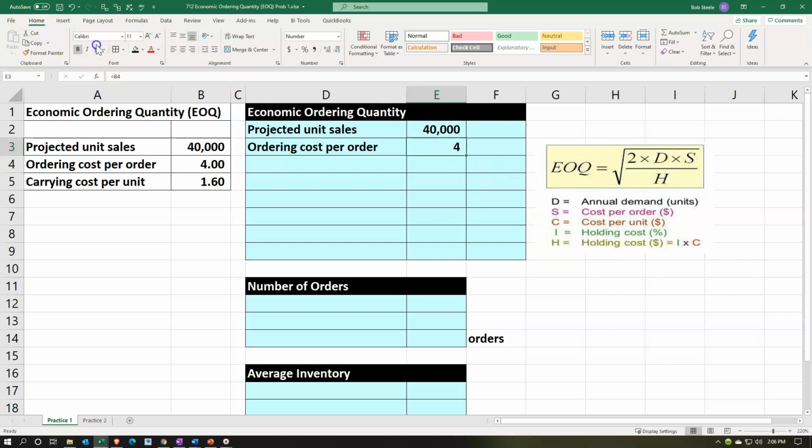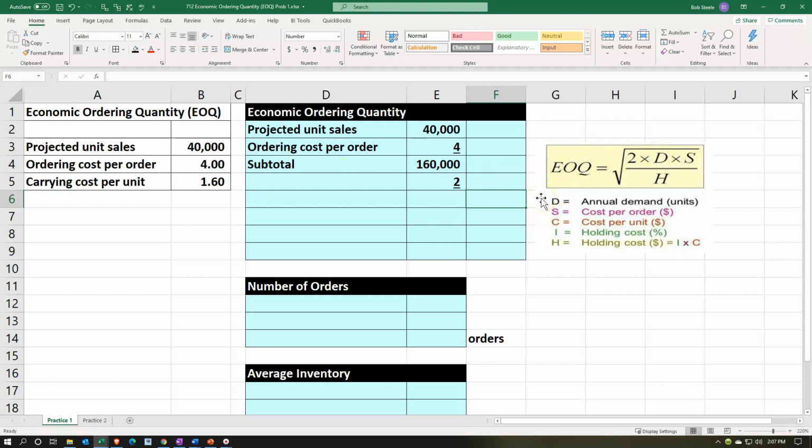Home tab, font group. I don't know what to name this because it's just part of the numerator. We could come up with a name, but I'm not going to spend time with that. I'm just going to say subtotal here is going to be equal to the 40,000 times the 4. And then I'm going to multiply that times 2. I'm not going to call it a name or anything because it just says 2 like in the formula. So I'm going to go to the home tab, font group. We're going to underline that. And then I'll multiply that out. That's going to give me the numerator. So I'm going to put that on the right-hand side.